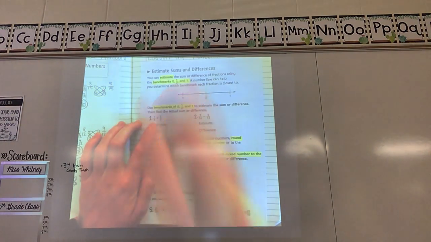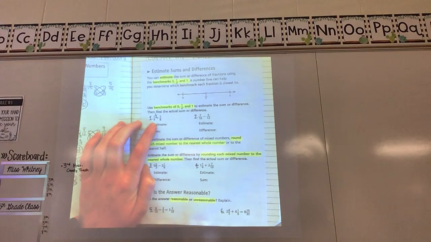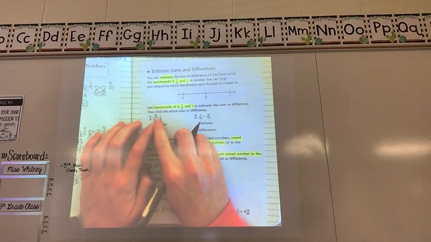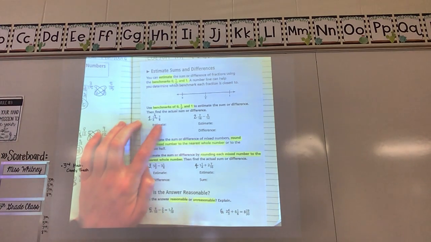We're gonna say it's closer to a half. Now, if you were thinking it's closer to no pizza, you're correct. It's kind of right in the middle, but we're just gonna say a half. So I'm just gonna write a half right there to remind myself that that's what I'm estimating to. And then I have to look at my other fraction.